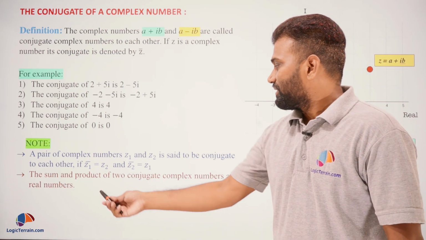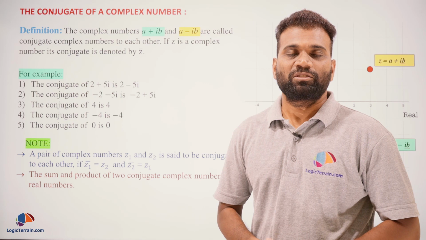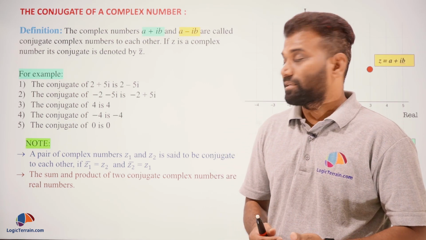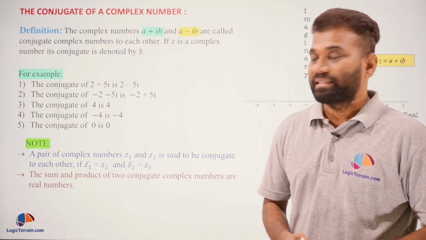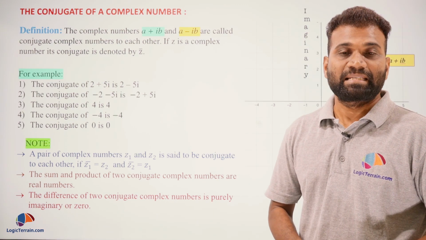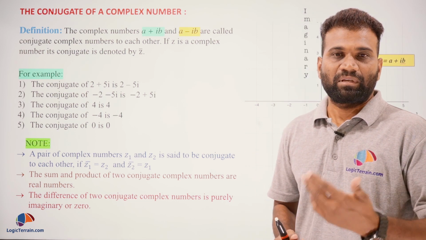The sum and product of two conjugate complex numbers are always real numbers. You can check by taking a complex number and its conjugate: their sum is always a real number, and their product is also always a real number. The difference of two conjugate complex numbers is purely imaginary or 0. This you can also check by taking any complex number and its conjugate.